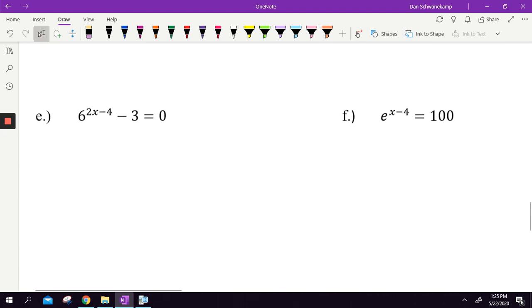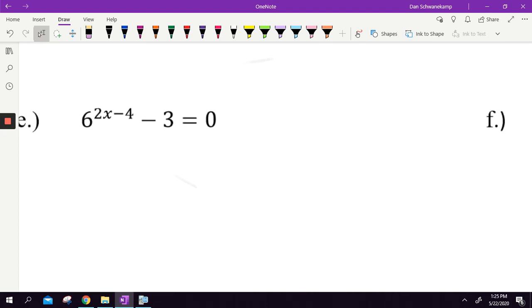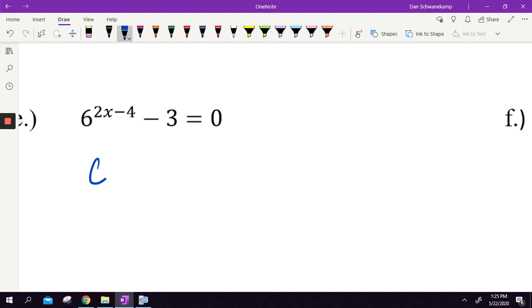Ooh, I just got a bunch of these. All right, let's speed up this process a little bit, so I'm going to go a little bit faster. 6 to the 2x minus 4, I'm adding 3. I'm going to take log base 6 to get rid of 6 to a power. That's going to cancel.